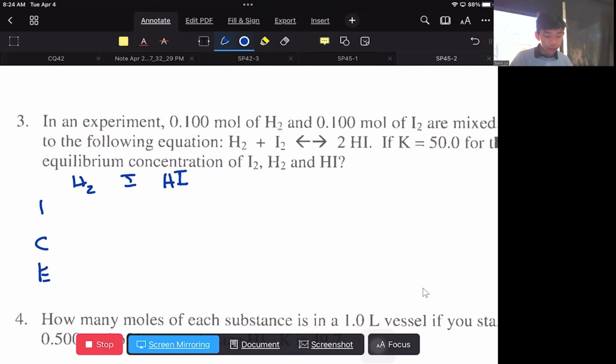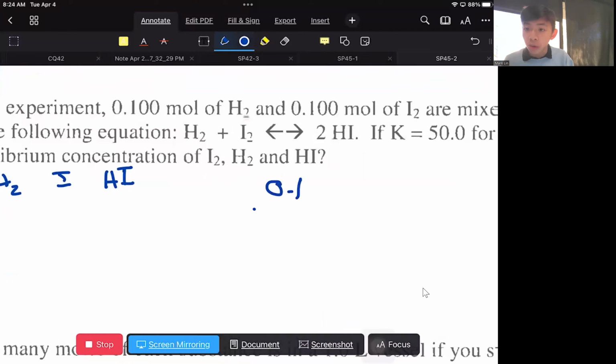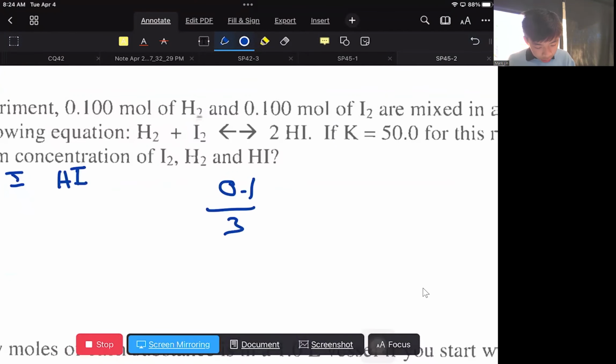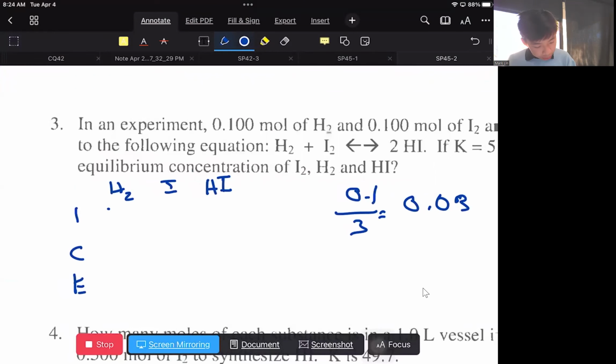H2 is 0.1 moles over volume. The volume is 3 liters. This gives you 0.03. I2 is also going to be 0.03. HI is going to be 0.